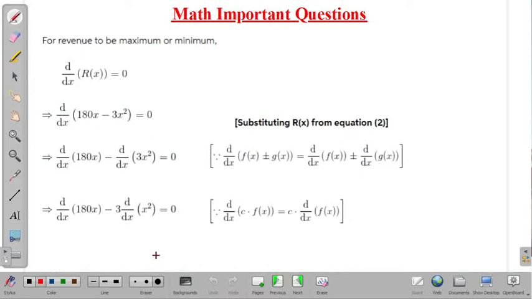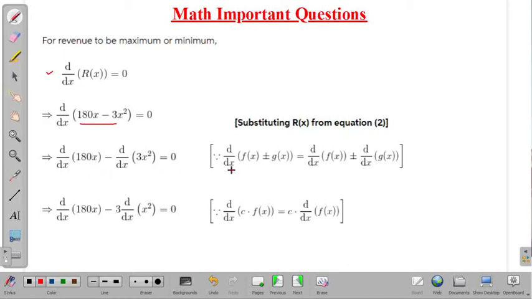Now, if we want any function to be maximum or minimum, then its first derivative must be equated to 0. Okay, so we will calculate the first derivative of R(x) and then equate it to 0. So you can see here, d/dx of R(x) equal to 0, and substituting R(x) as calculated earlier, it is d/dx of 180x minus 3x squared, and it should be equated to 0.